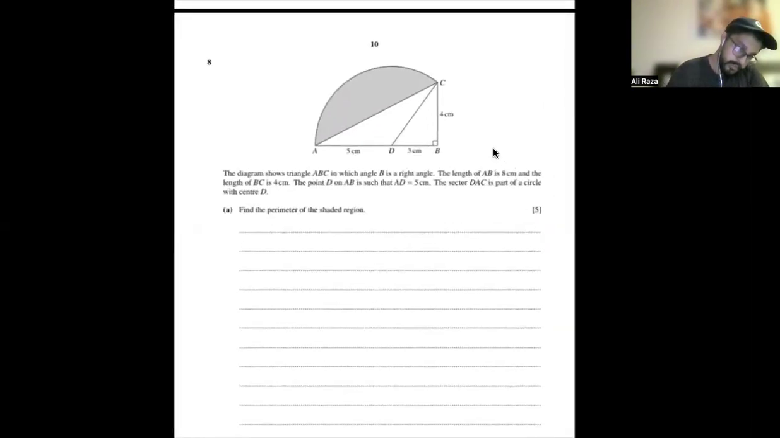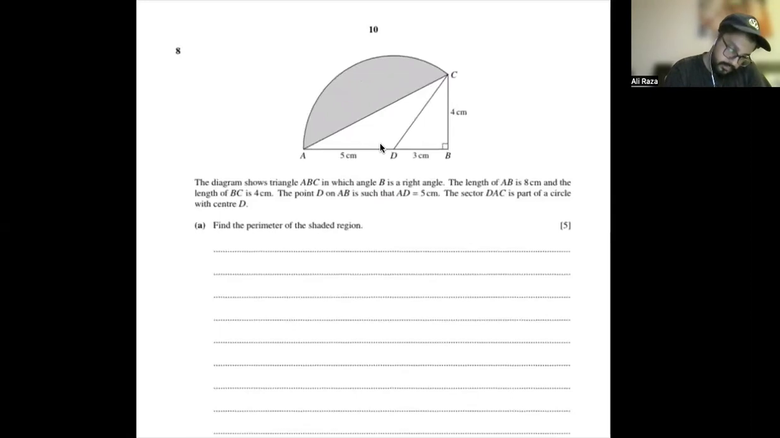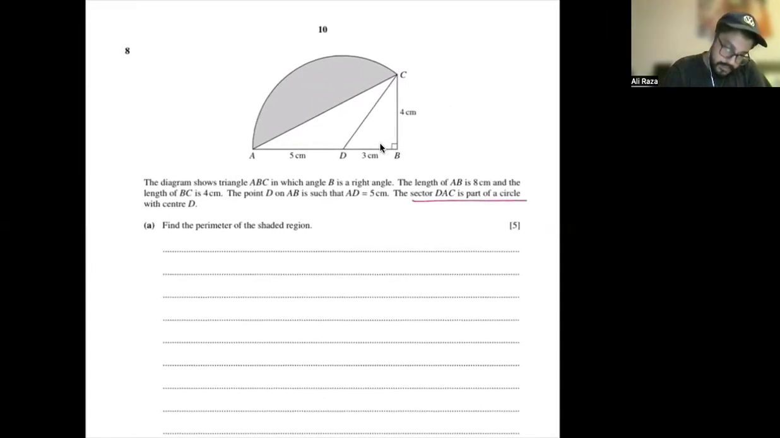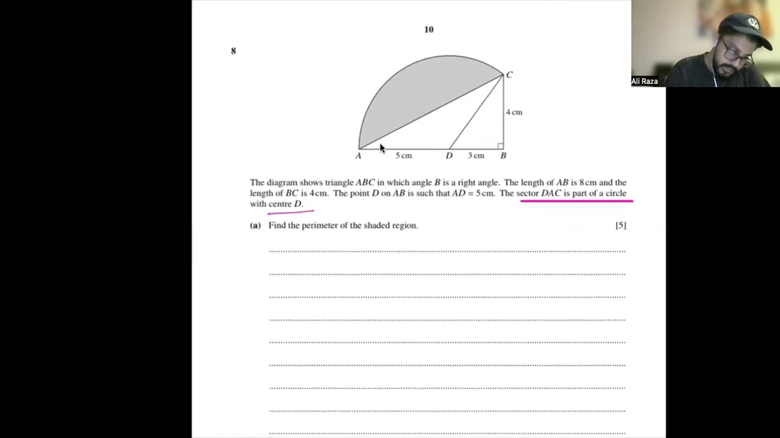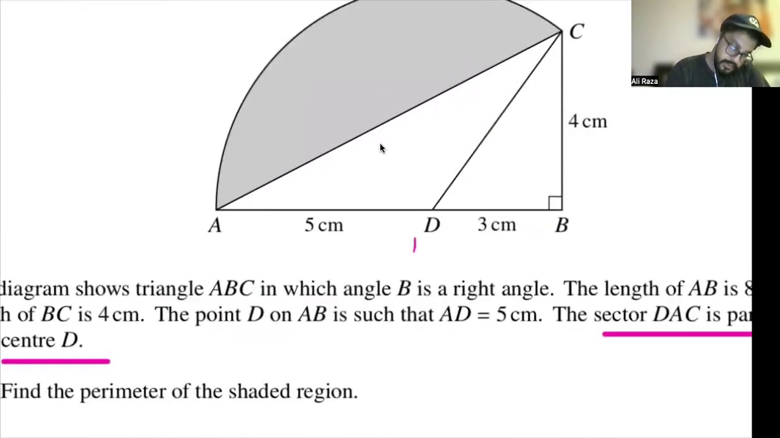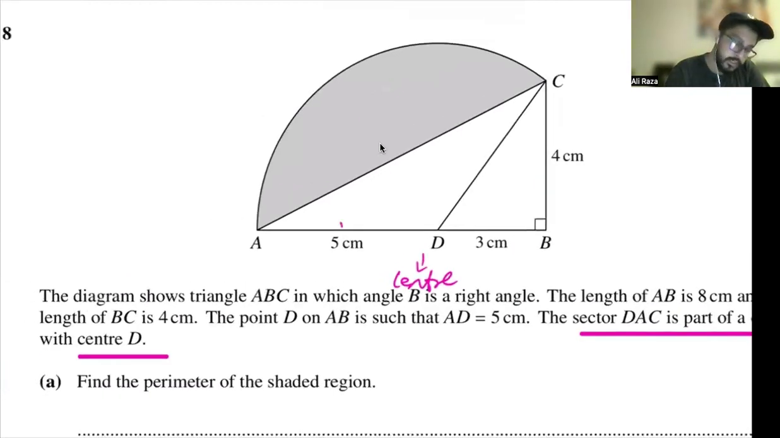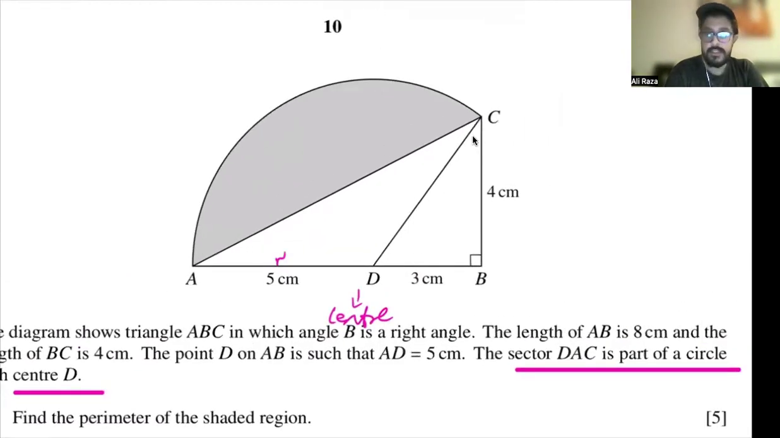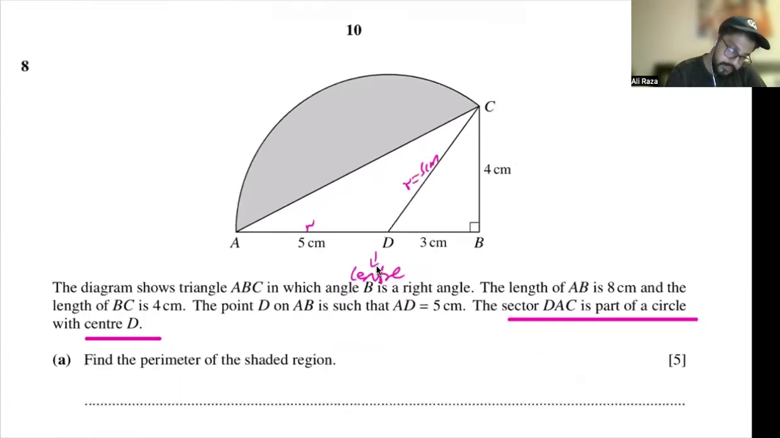Okay, moving on to question number 8. We have a right angle triangle BCD where B is the right angle. We're given the length 4 centimeters for BC, 3 centimeters for BD, and 5 centimeters for AD. Now the sector DAC is part of a circle with center D. So if this is the center, then 5 centimeters is the radius R, and CD would also be the radius. R is equal to 5 centimeters.